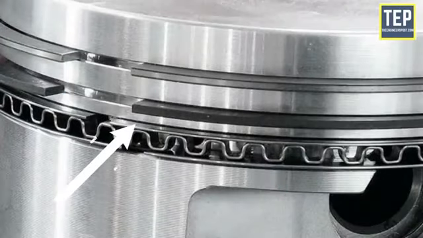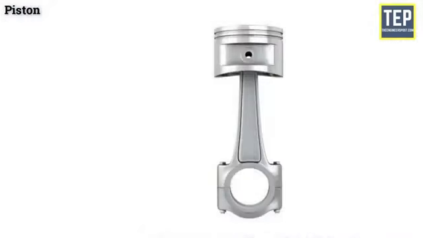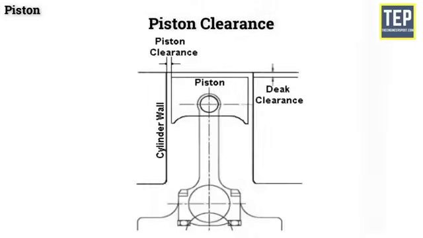It is provided with about 3 to 5 piston rings that provide a good seal between the cylinder wall and piston. The efficiency and economy of the engine primarily depend on the working of the piston. The material used for the piston is mainly cast iron and aluminum alloy. It may be either cast or forged. The piston is usually smaller in diameter than the bore of the cylinder. The space between the piston and the cylinder wall is called the piston clearance. This piston clearance provides a space for a layer of lubricant between the piston and cylinder wall to reduce friction. Generally, piston clearance is 0.025 mm to 0.100 mm.